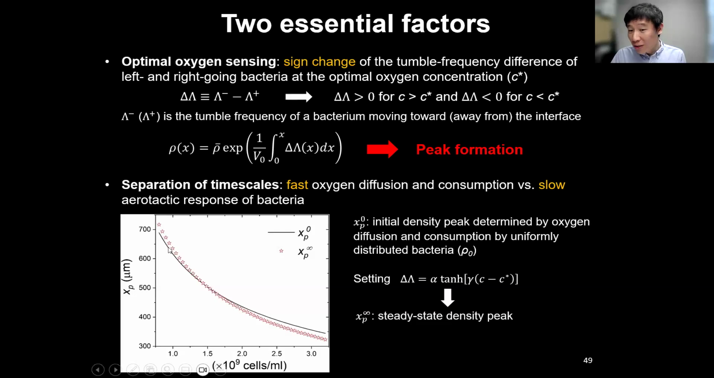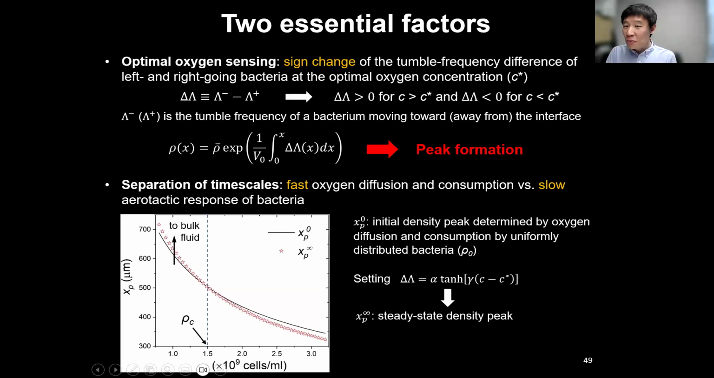In both cases, they are all decreasing as a function of the overall concentration of bacteria. Sorry, this should be U0 here. But you can see there are actually two different regimes. The two lines cross at this critical concentration.